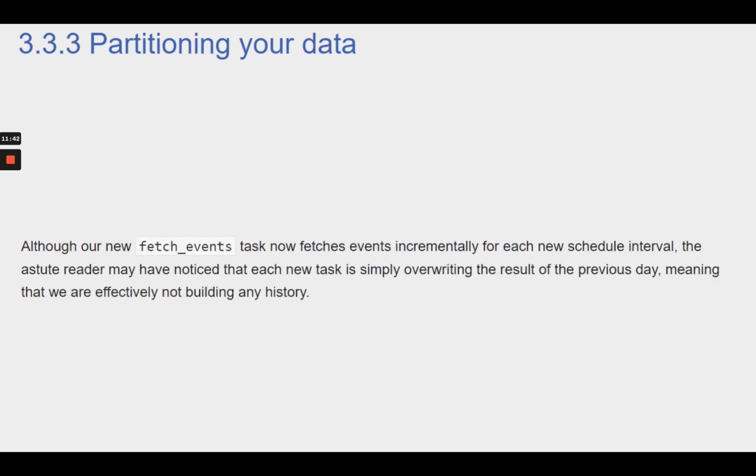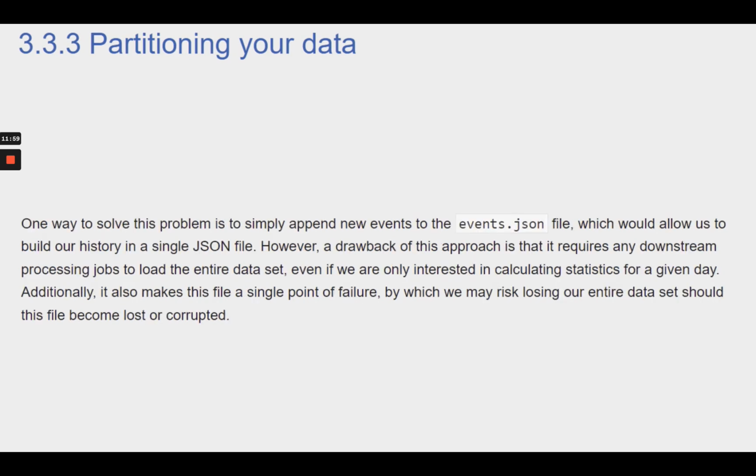Section 3.3.3, Partitioning your data. Although our new fetch_events task now fetches events incrementally for each new schedule interval, the astute reader may have noticed that each new task is simply overwriting the result of the previous day, meaning that we are effectively not building any history. One way to solve this problem is to simply append new events to the events.json file, which would allow us to build our history in a single JSON file.